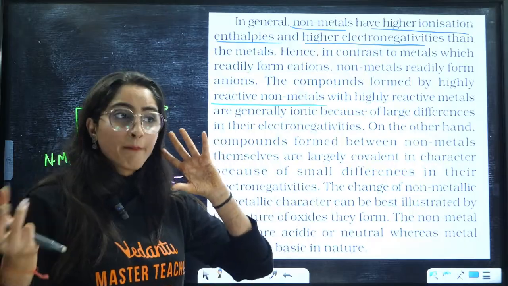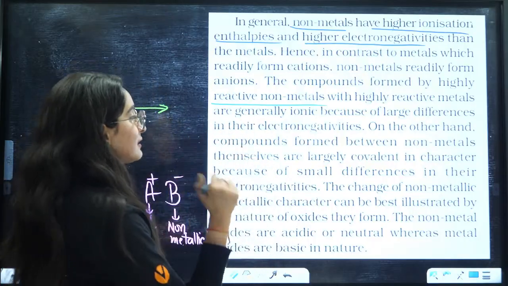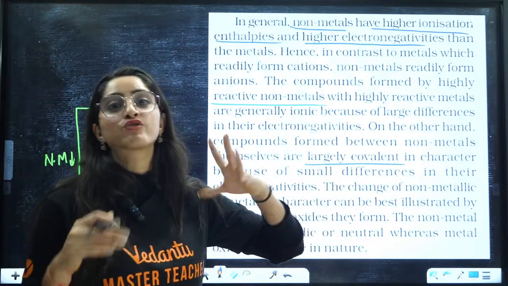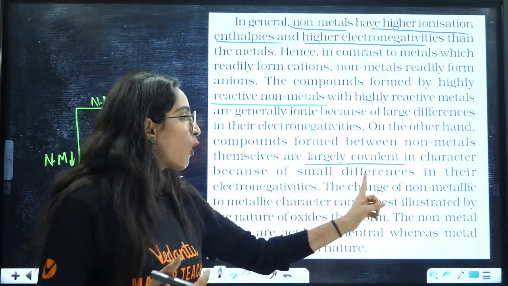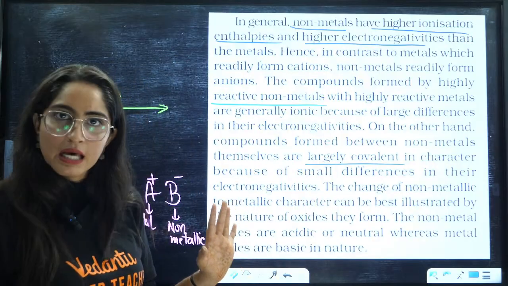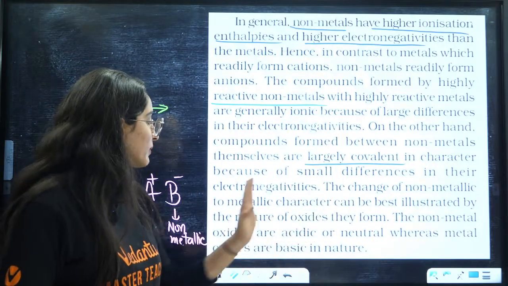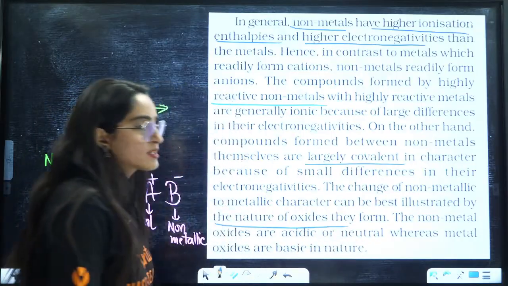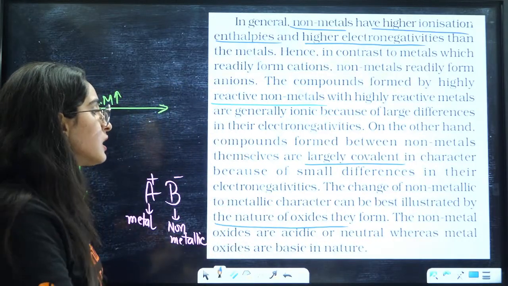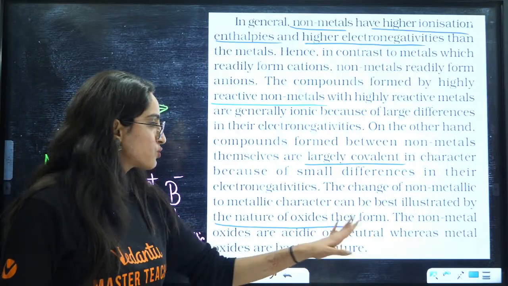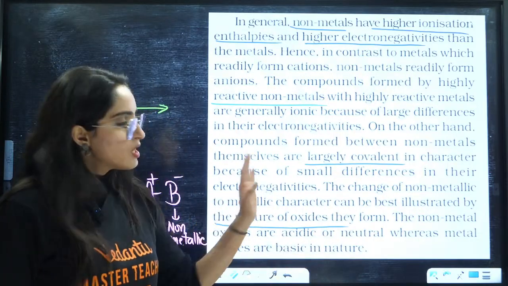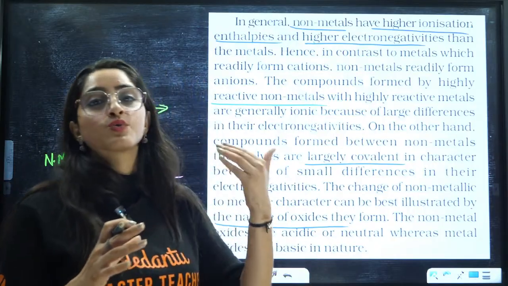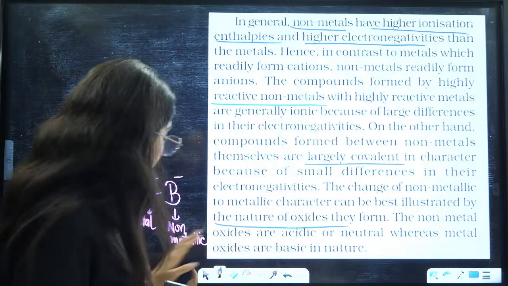On the other hand, compounds formed between non-metals themselves are largely covalent in character because of a very small difference in their electronegativities. The change from non-metallic to metallic character can be best illustrated by the nature of the oxides they form. This we will study in detail. Non-metal oxides are acidic or neutral, whereas metal oxides are basic in nature. Some of this we have done in chemical bonding, and some we will study throughout this chapter.